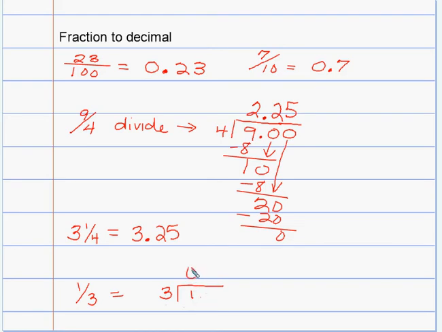That'd be a 0, and the decimal goes there. Add the 0 behind the decimal. 3 times 3. Subtract, I get a 1. I put a 0 up there. 3 goes into 10 3 times. Notice that this is going to continue this pattern. It's 3, 3, 3, 3.